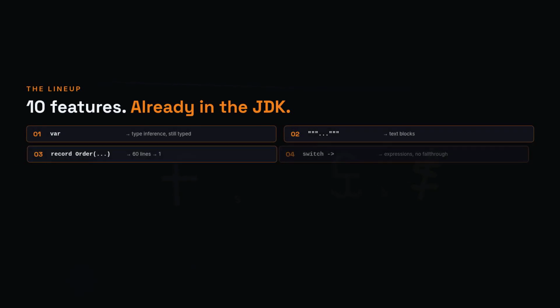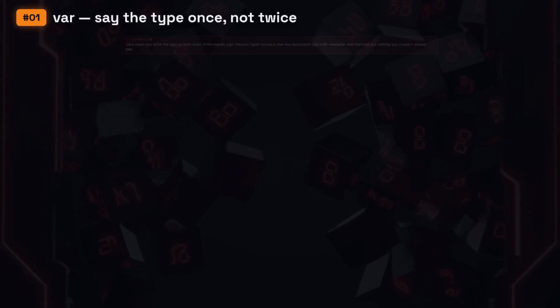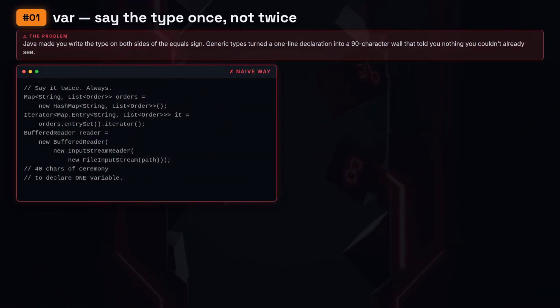10 changes, no frameworks, no libraries, no Lombok. Just the standard library and syntax that already exists in Java 21 and later. If your mental model of Java is stuck somewhere around version 8, this is the upgrade. Let's go. Number 1. var, local type inference.